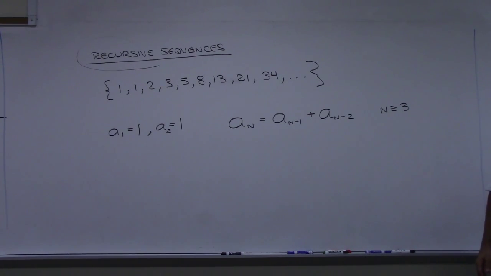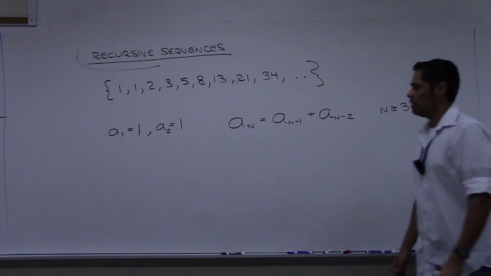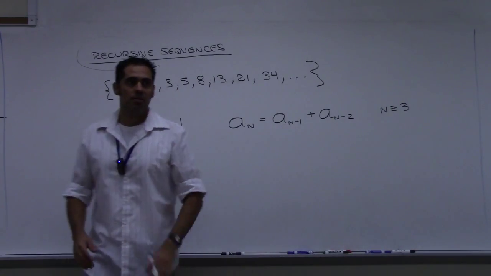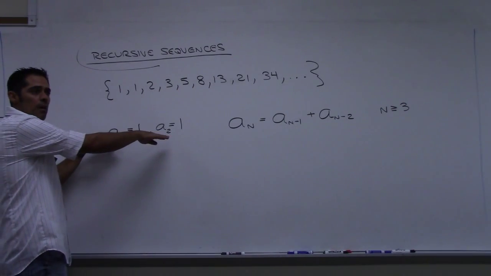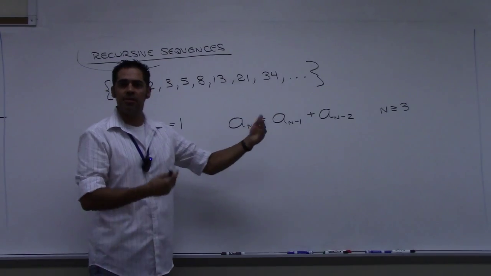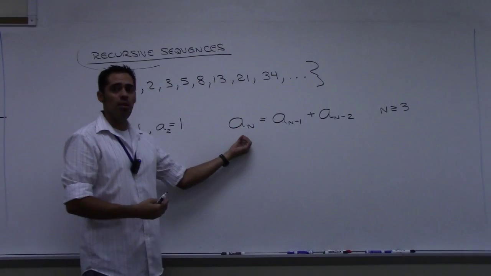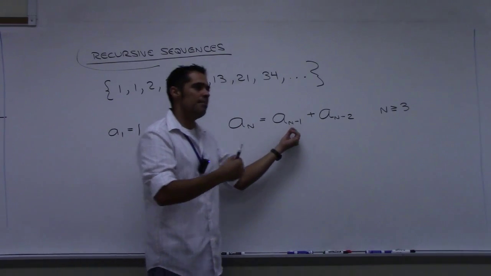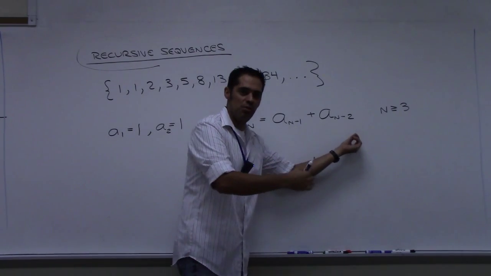See if that makes sense to you. So I define the first two, here they are, 1 and 1. Now, every one after that is the sum of the previous two. So if you want to know what the nth one is, you add the n minus 1 one to the n minus 2 one.